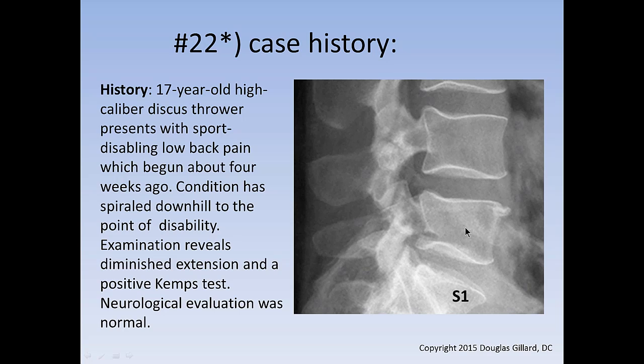So what do you order? Flexion, extension, lateral bending x-ray study, weight bearing. If you send this out, make sure they don't put the patient down. This needs to be weight bearing to really magnify any slip going on here.